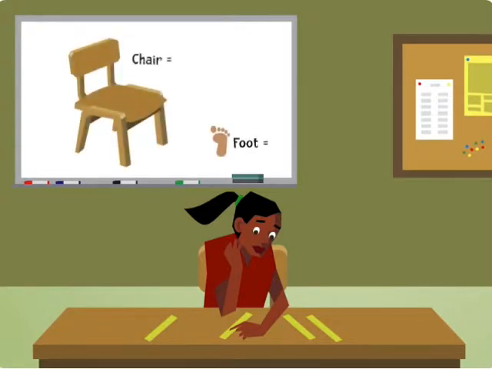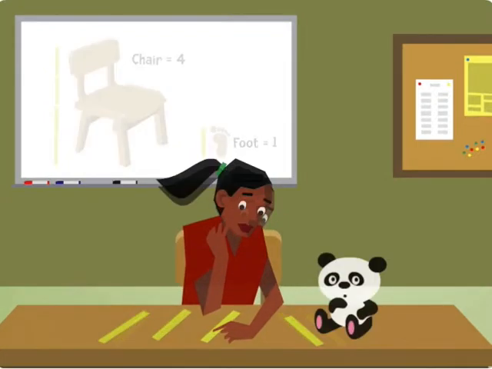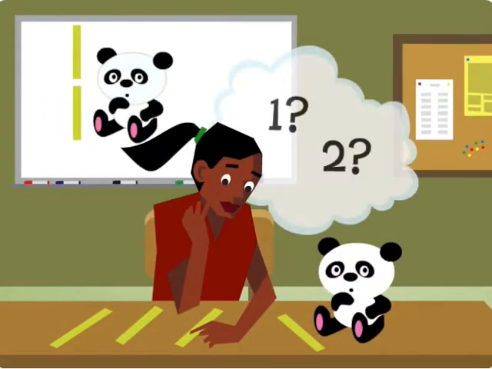Here, a student uses yellow fraction strips as whole units. She has measured objects in the room and recorded her findings. The chair is 4 fraction strips high. Her foot is 1 fraction strip long. The stuffed bear, however, is more than 1 strip long, but not as much as 2.